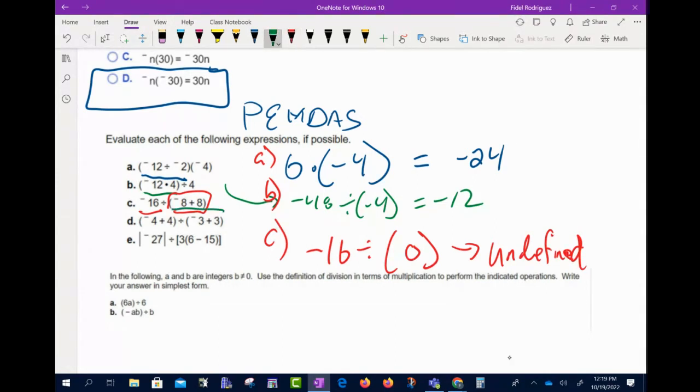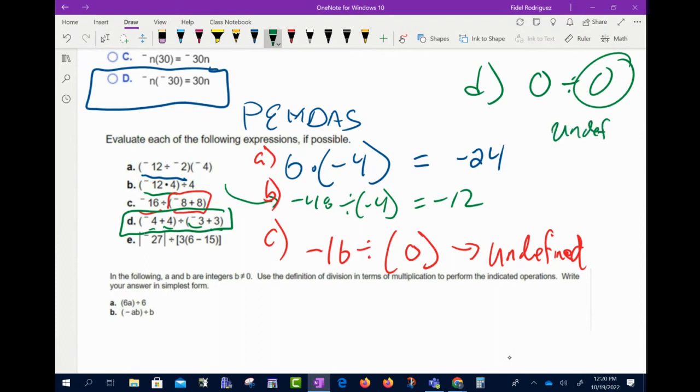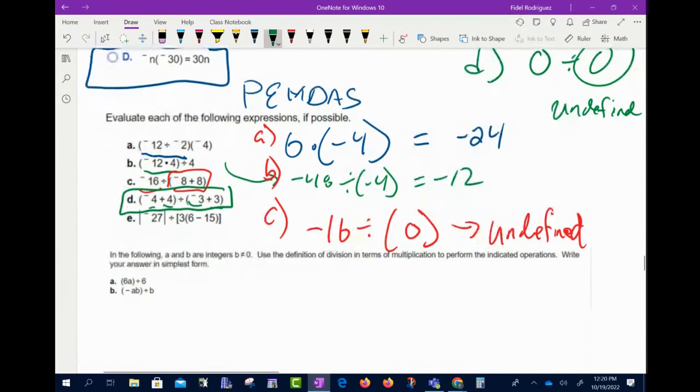All right, let's take a look at part D. I'm going to do the same thing here, y'all. So negative 4 plus 4. If I owe you $4 and I have $4, we are even. If I owe you $3 and I have $3, we are even, okay? The problem again, y'all, I'm dividing by 0. So again, that's going to be undefined, okay?